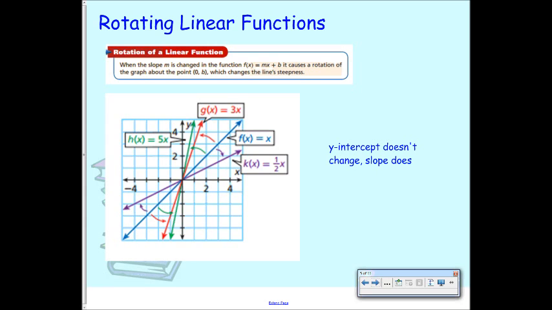The original equation is f of x equals x. The red one is g of x equals 3x. So what changed? Slope. The slope changed. In this case, what's our slope for the blue one? 1. What's our slope for the red one? 3. So it got bigger. And as it got bigger, it turned which way? Counterclockwise. So as slope increases, it's a counterclockwise turn.